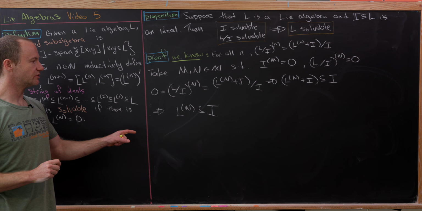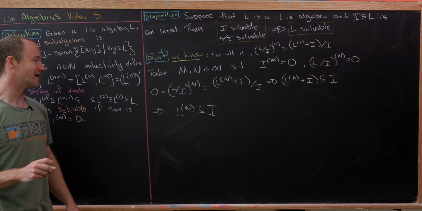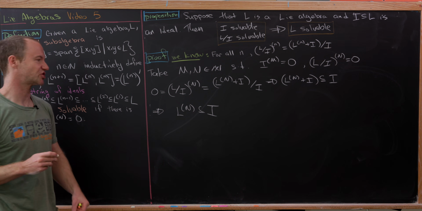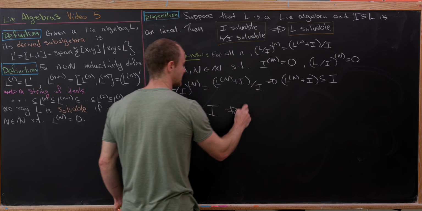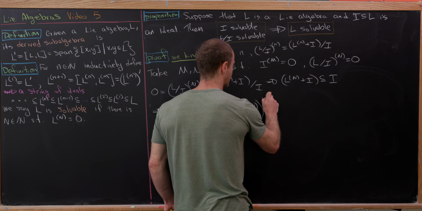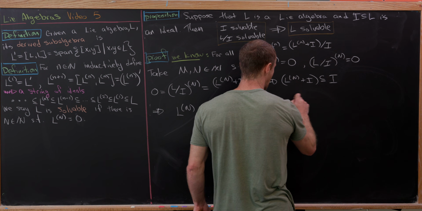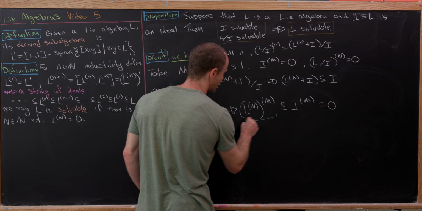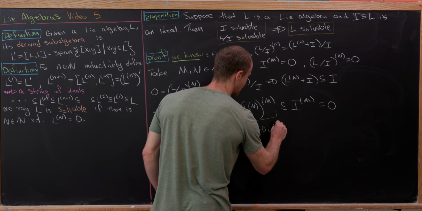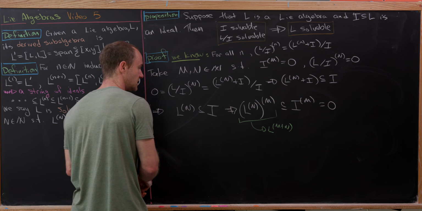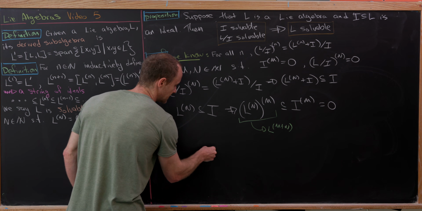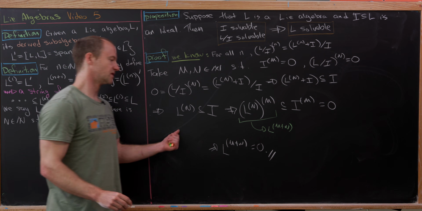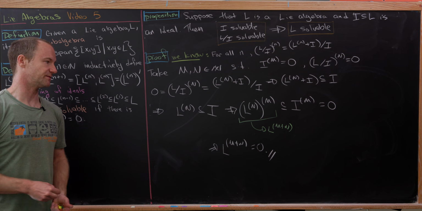So now what we'll do is maybe quote-unquote upper M both sides of this. In other words, we'll take the derived subalgebra action M times. So that tells us that (L^N)^M is a subset of I^M, which itself is equal to 0. But then we'll have a homework exercise that proves that this is L^(M+N). So that will, in the end, leave us with L^(M+N) is equal to 0, which is exactly what we need for L to be solvable.